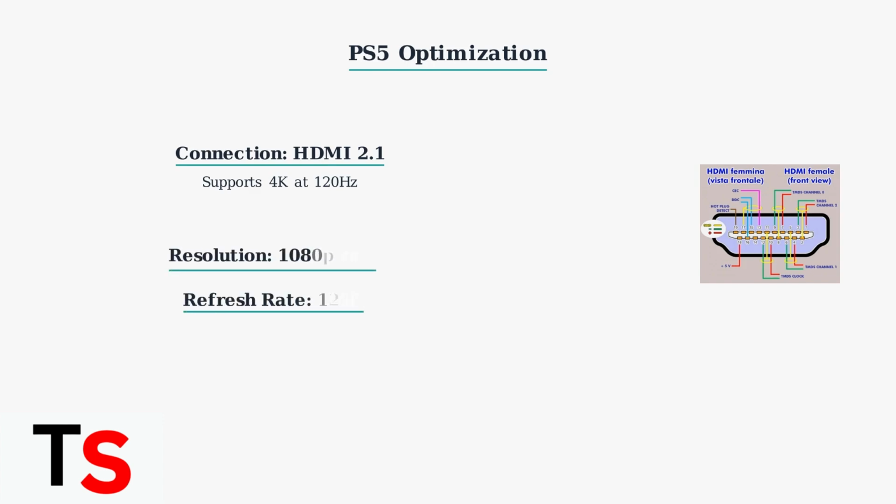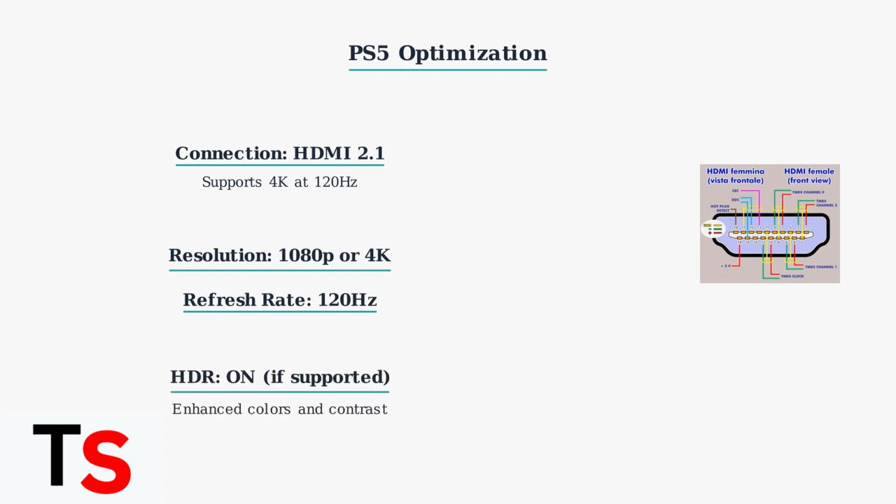Set the resolution to 1080p for guaranteed high frame rates, or 4K if your monitor supports it and you prefer visual quality over frame rate. Configure the refresh rate to 120 Hz for the smoothest possible gameplay. Enable HDR if your monitor supports it. High dynamic range provides enhanced colors and contrast, making games look more vibrant and realistic.